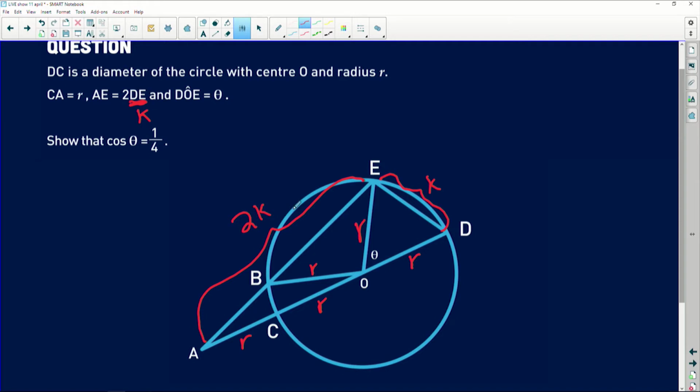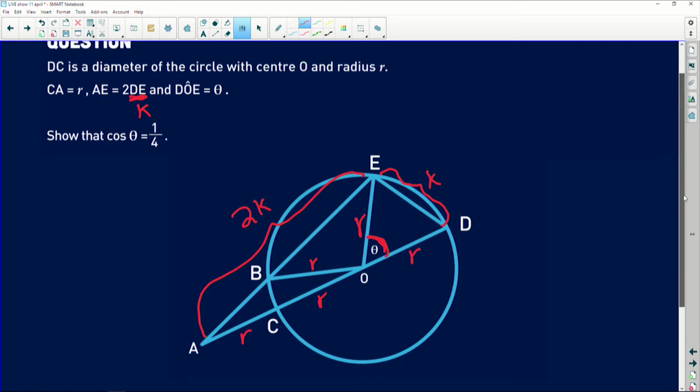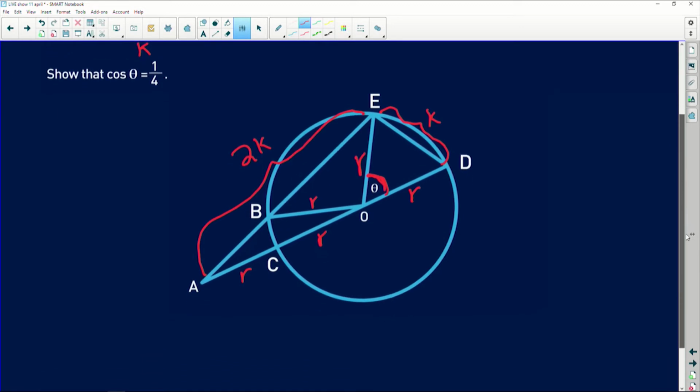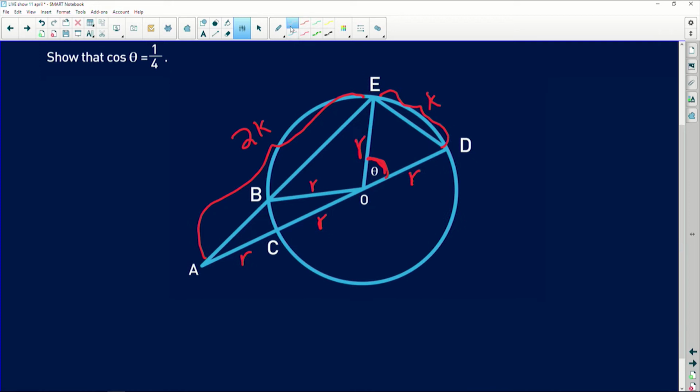Right, we're also told that angle DOE is equal to theta. There's theta there, we're all looking at it. And we are required to show that the cosine of theta is equal to 1/4. All right, now this is a very good question. Let's go further down so that we can have enough space here. Quite cool. Right, I'm going to start working on this triangle that has got the angle that we are talking about, which is the triangle highlighted in green there.